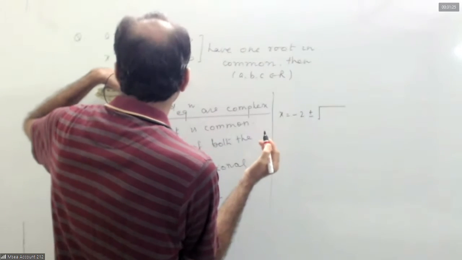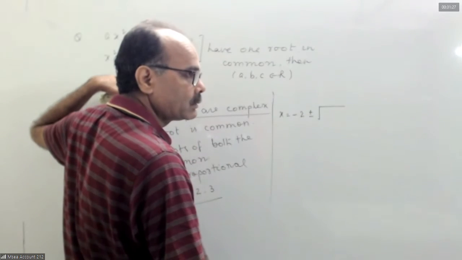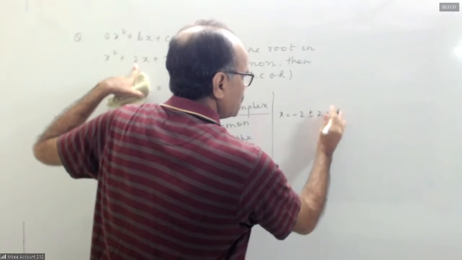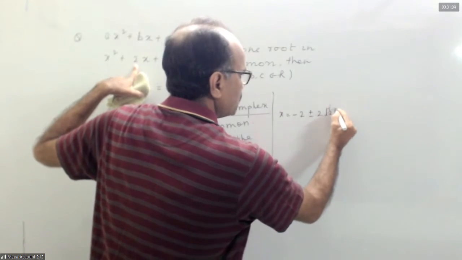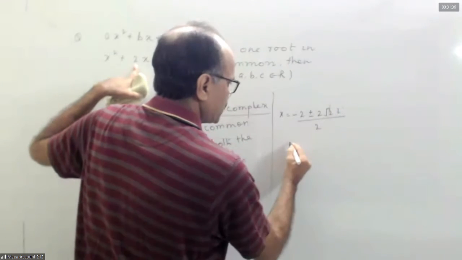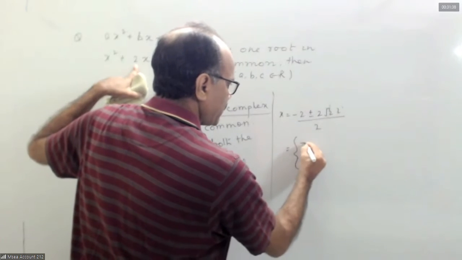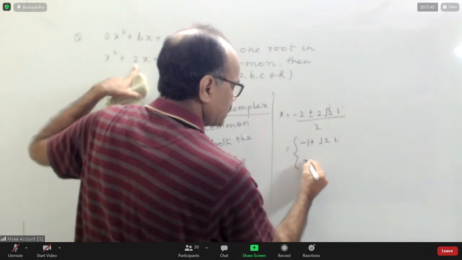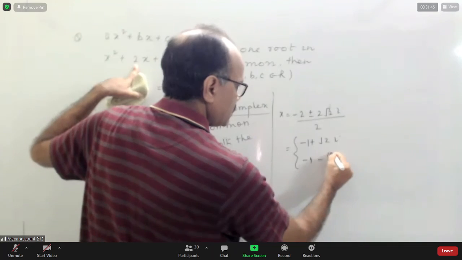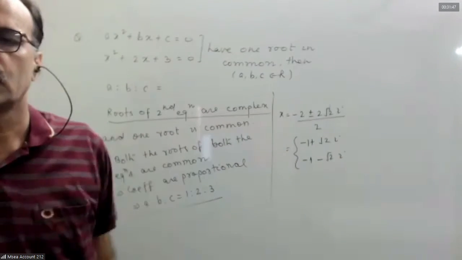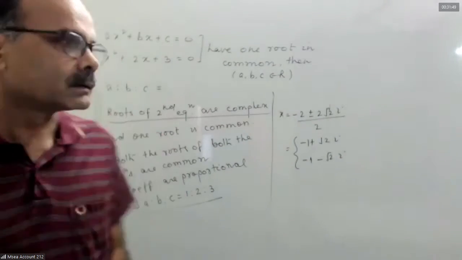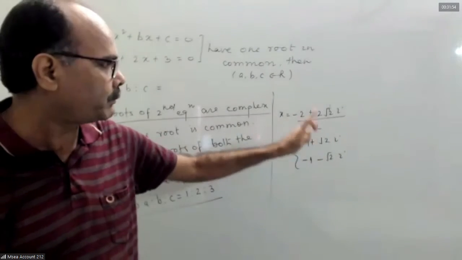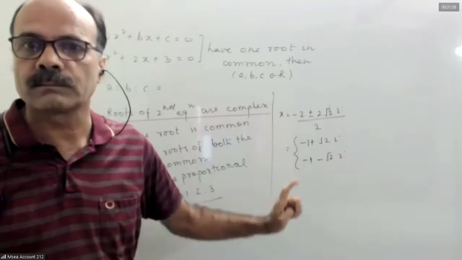B square minus 4ac is minus 12, so the square root gives 2 root 2i, once you check the calculator. So what are the roots? Minus 1 plus root 2i. And the other root? Since coefficients are real, the complex roots exist in conjugate pairs because of this.